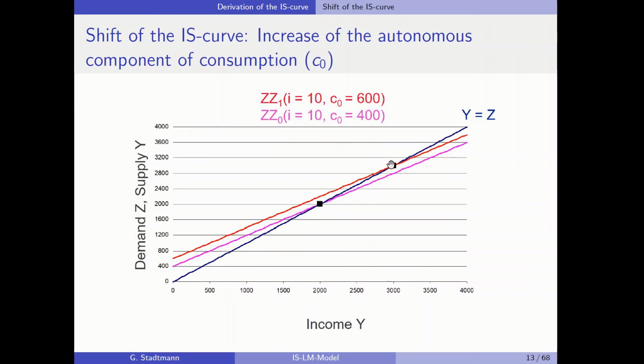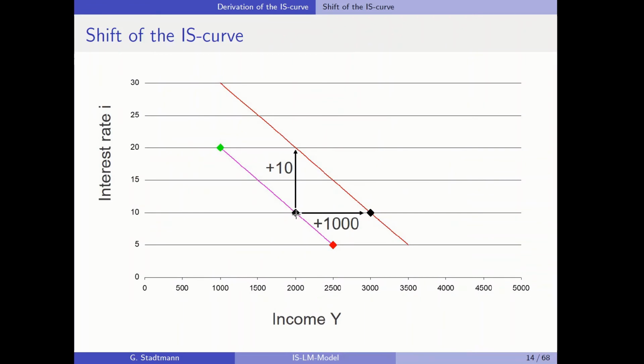The dot here is still black because we are still in the black scenario where the interest rate is equal to 10. So this black dot here shifts to the right by 1000 units. So we can say that the IS curve shifts horizontally to the right by 1000 units. Nevertheless, it's also the case that the IS curve shifts upwards. We can also look at the vertical shift, and the IS curve shifts upwards by 10 units. Like this black dot here shifts upwards by 10 units.